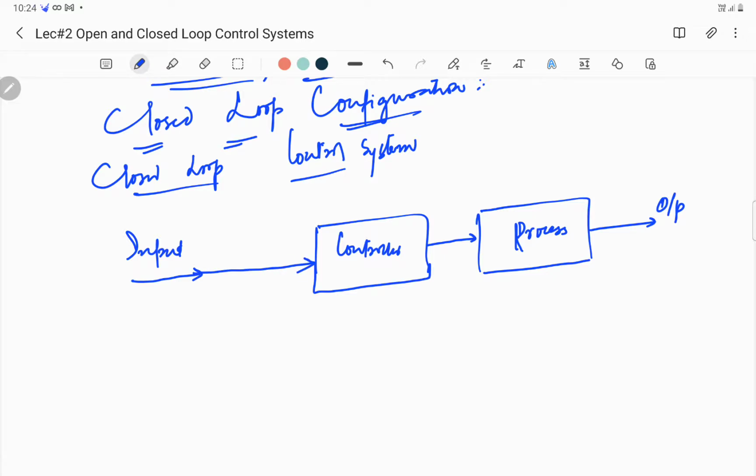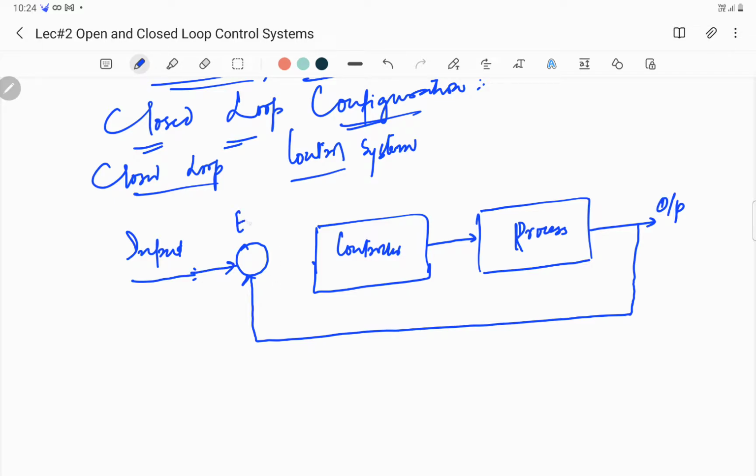Now in a closed loop control system, what we do is that we feed back the output to the input. The output is being fed back to the input. We have something called a summing point or an error unit. This unit is called an error unit or a summing point.